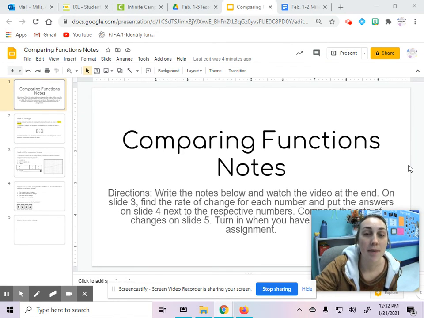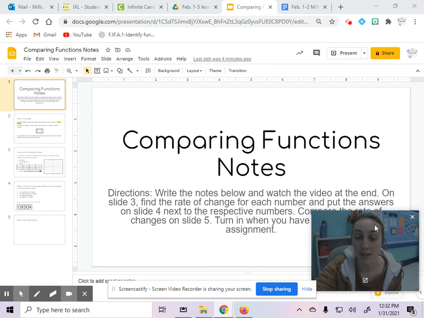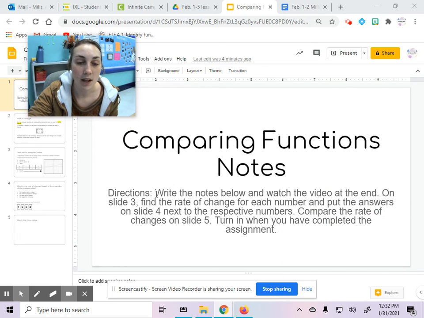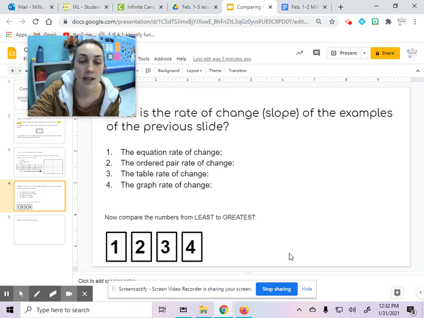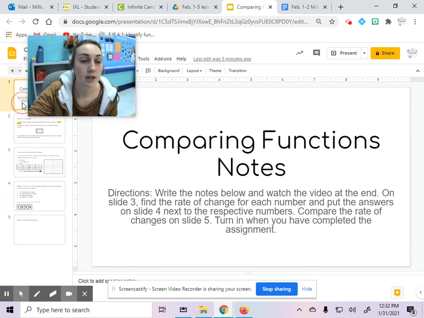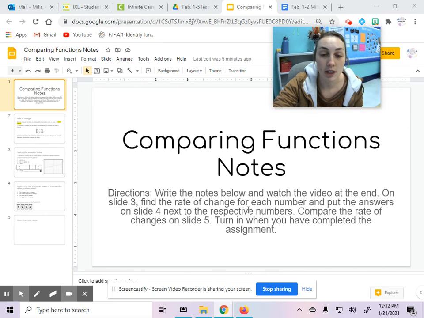Mrs. Mills' Math Time. The whole point of this video is to help you out with comparing functions notes. Here's how this is going to work out. You're going to write the notes on all of the slides, and then you're going to watch the video at the end. On slide 3, we're going to find the rate of change of this equation, these ordered pairs, the table, and the graph. And then at the very end, we are going to compare them from least to greatest. So just follow along and we are going to compare functions together.